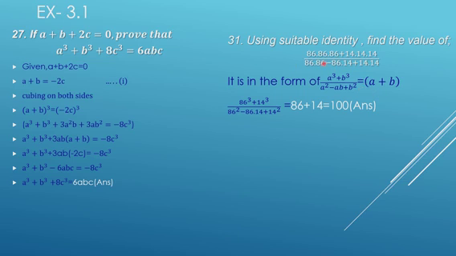So here 86 is multiplied 3 times, so I can write 86 cube, and 14 is multiplied 3 times, so 14 cube, divided by 86 multiplied 2 times, so 86 square, minus 86 into 14, that is your ab, plus 14 square. So this is in the form of the formula a cube plus b cube divided by a square minus ab plus b square. So your answer will be 86 plus 14, which is equal to 100.